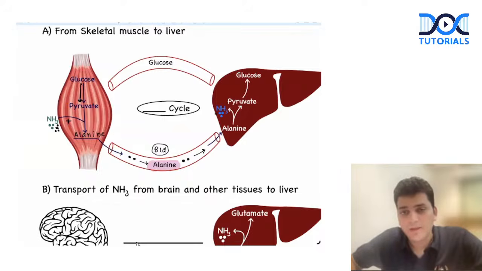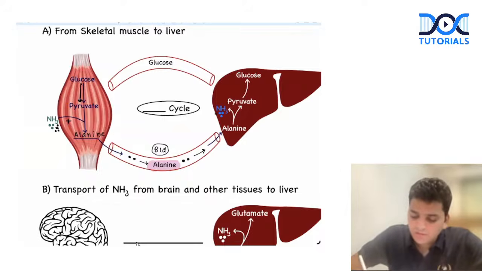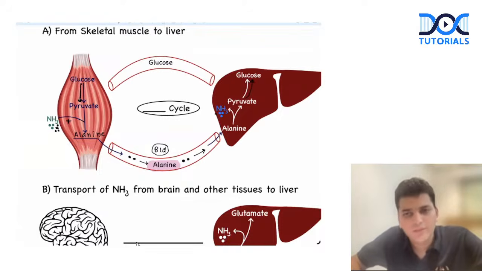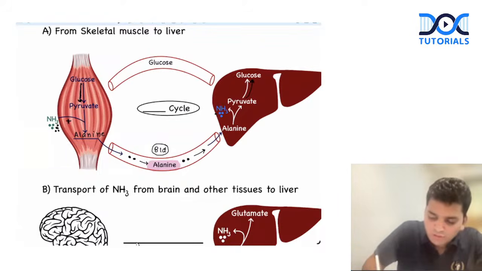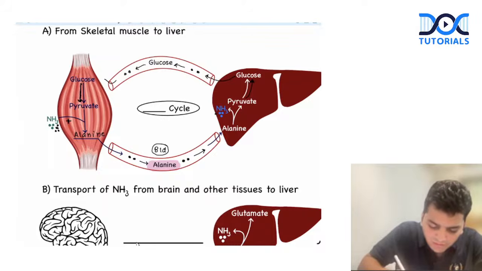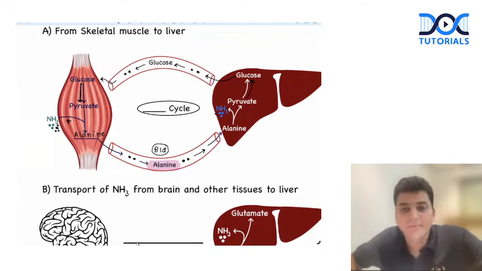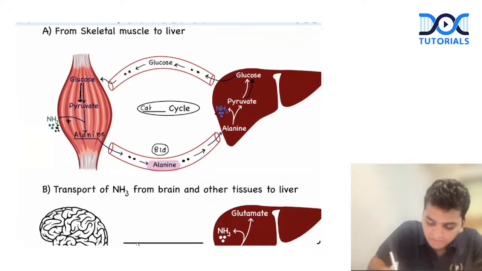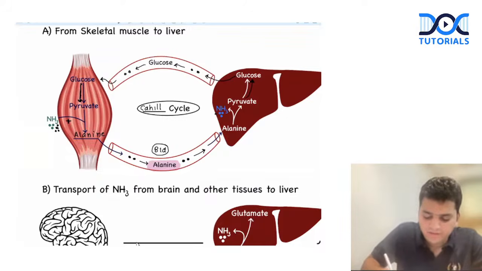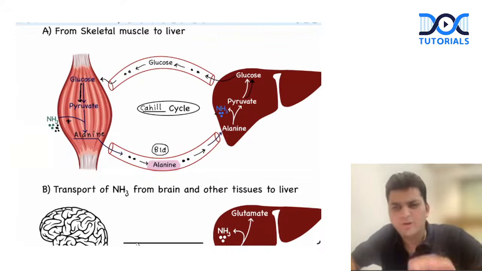But what will happen with pyruvate? This pyruvate can convert back into glucose, and that is called gluconeogenesis. And these glucose molecules will come back in the blood, reach the muscles, and the muscles will use these glucose molecules to do glycolysis and generate ATP. So this entire cycle is also called the glucose-alanine cycle, or the Cahill cycle. But this Cahill cycle is not at all important.